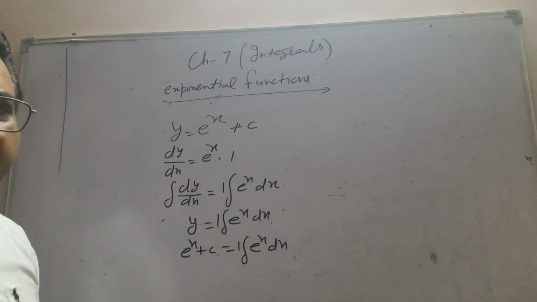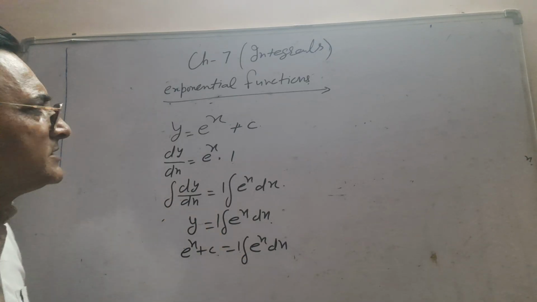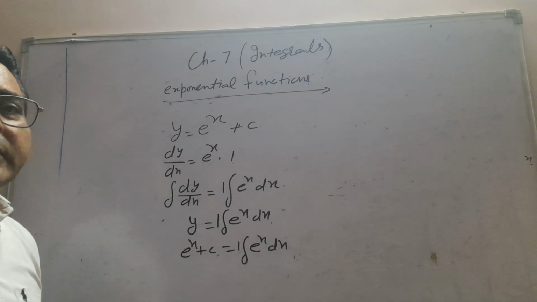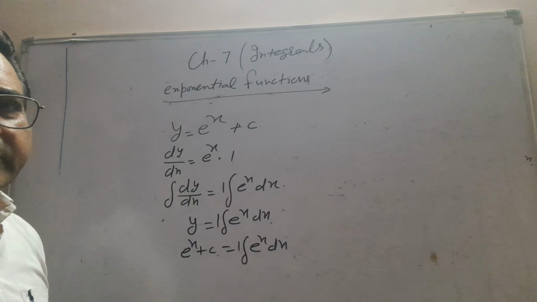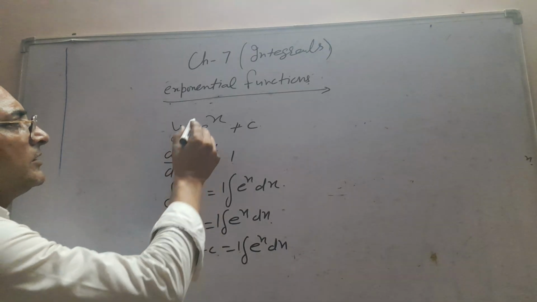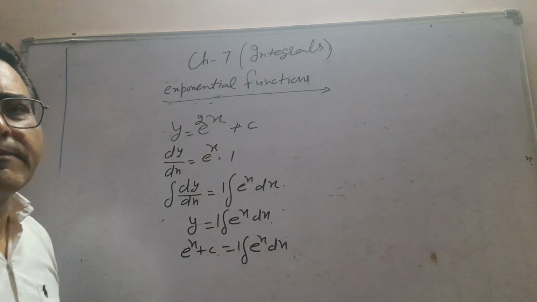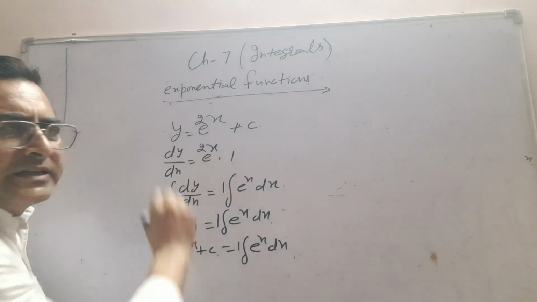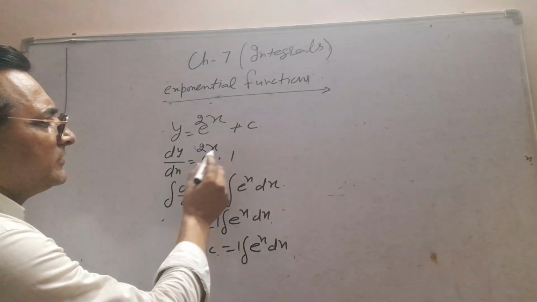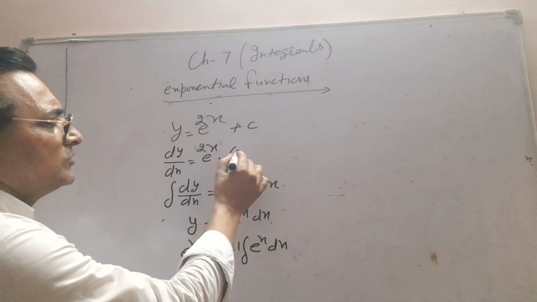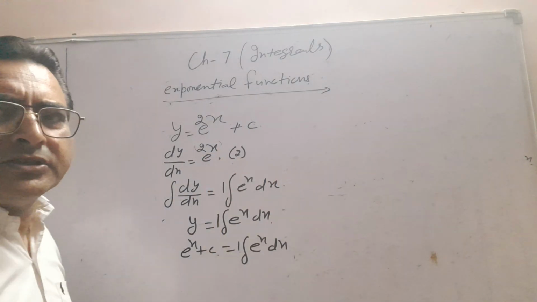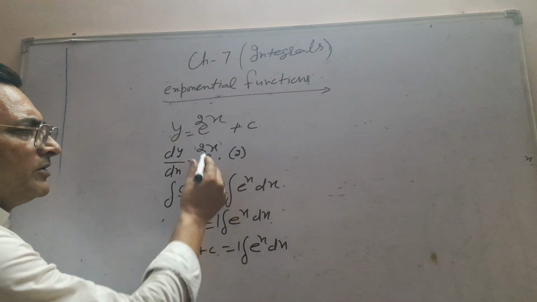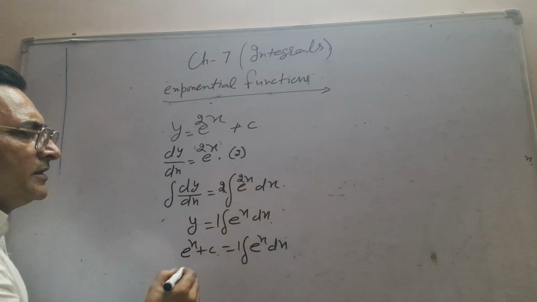Now we are taking another example. Suppose there is an exponential function whose power is not x only. Its power will be maybe 2x. e power 2x plus c. We take its derivative: e power 2x as it is into the derivative of 2x, which is 2, and the derivative of c is 0.